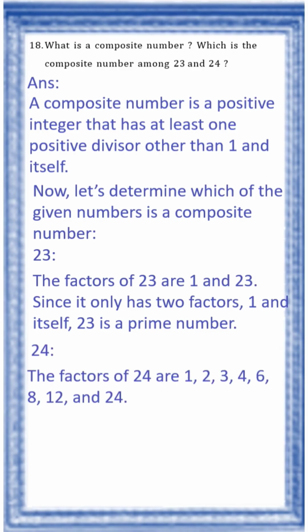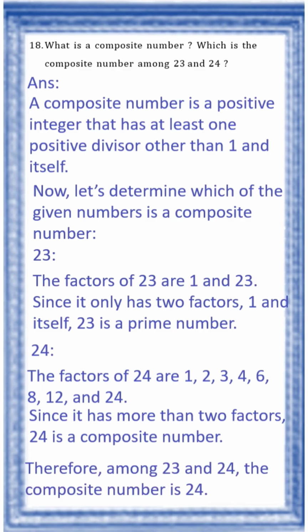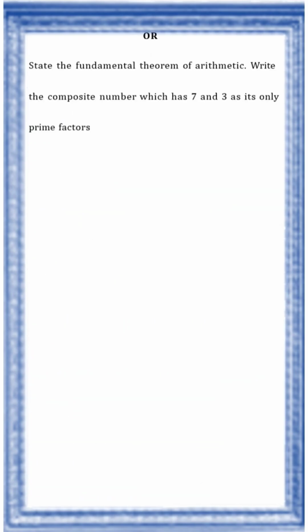24. The factors of 24 are 1, 2, 3, 4, 6, 8, 12 and 24. So, it has more than 2 factors. 24 is a composite number. Therefore, among 23 and 24, the composite number is 24. There is an internal choice question for this one. State the fundamental theorem of arithmetic. Write the composite number which has 7 and 3 as its only prime factors.